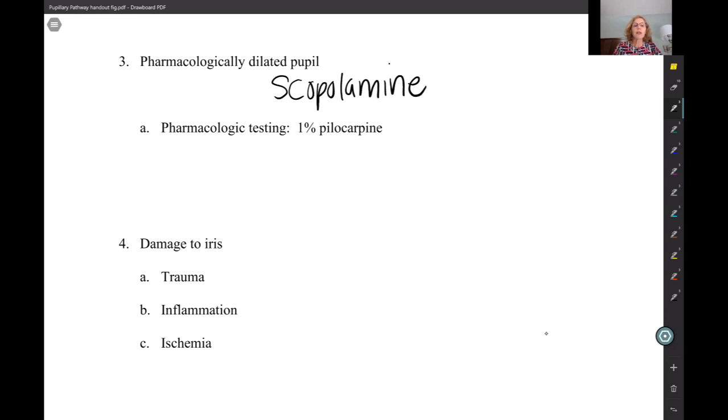Testing for a pharmacologic pupil is done with full strength 1% pilocarpine. Generally, you will first test them with 1/8% to rule out tonic pupil. If this doesn't constrict the pupil, then use 1% pilocarpine. A pharmacologically dilated pupil will not respond to either 1/8% or 1% pilocarpine.